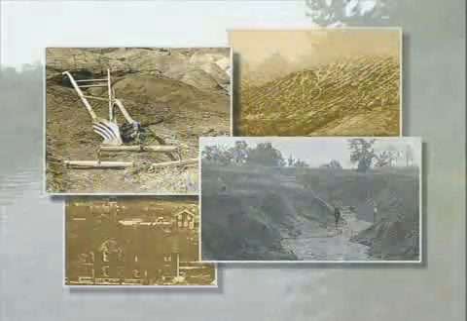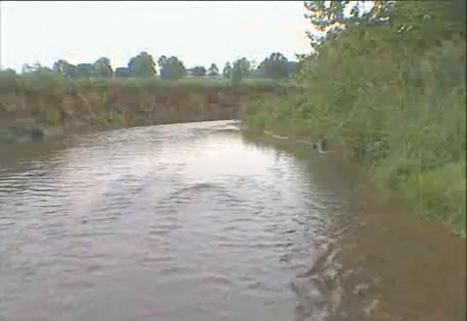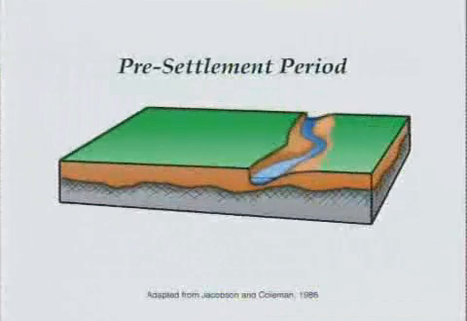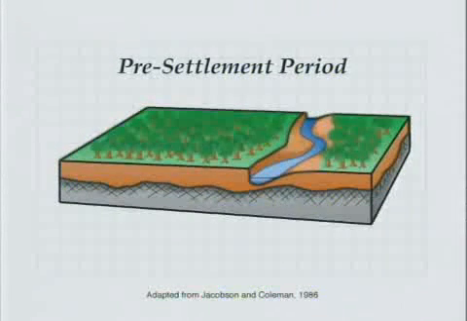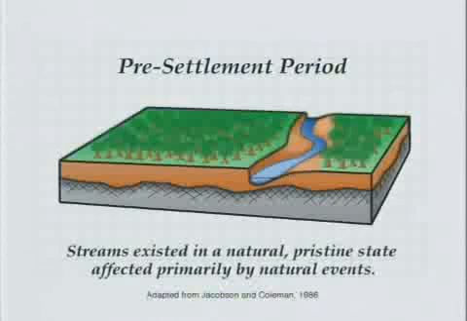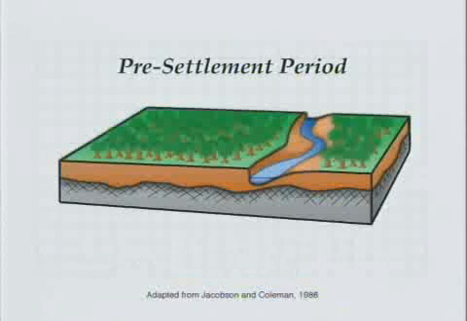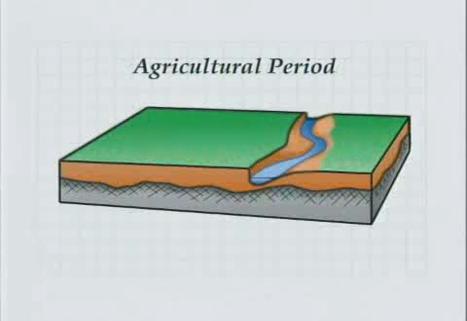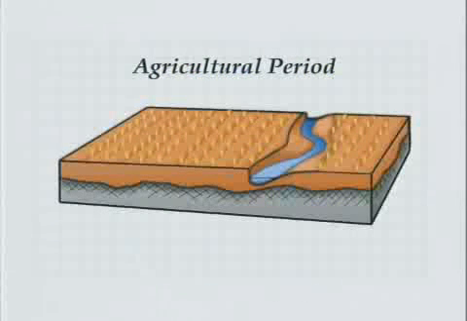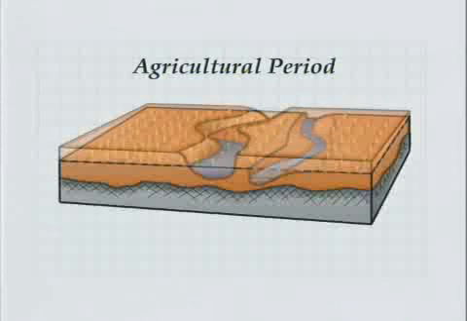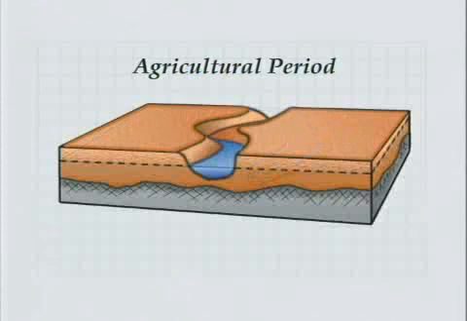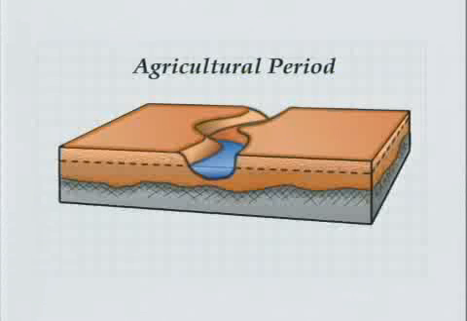Let's see how these changes on the watershed have historically led to terrace formation. In many parts of the south and east, land was heavily forested in the pre-settlement period. Streams existed in a natural, pristine state, affected primarily by natural events. As settlement in the agricultural period began, forests were cleared and replaced by crops. Poor land use practices and farming techniques resulted in excessive upland erosion and extensive sedimentation, leaving alluvial deposits of up to 6 feet thick on the floodplains.